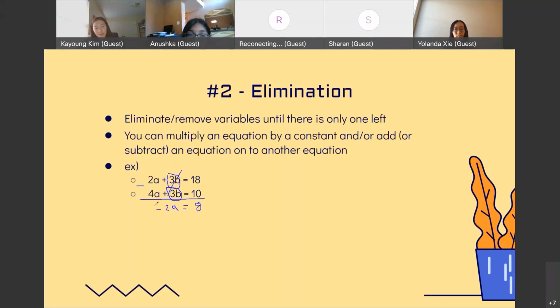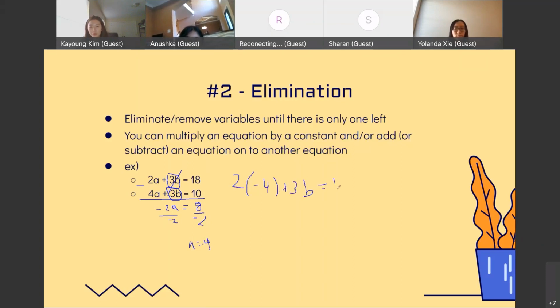So now I only have one variable, so I can just solve it. And I would get that a is negative 4. And I can put this back into one of the equations, doesn't matter which one. 2 times -4 plus 3b equals 18. I'm using the first one. This is -8 plus 3b equals 18.